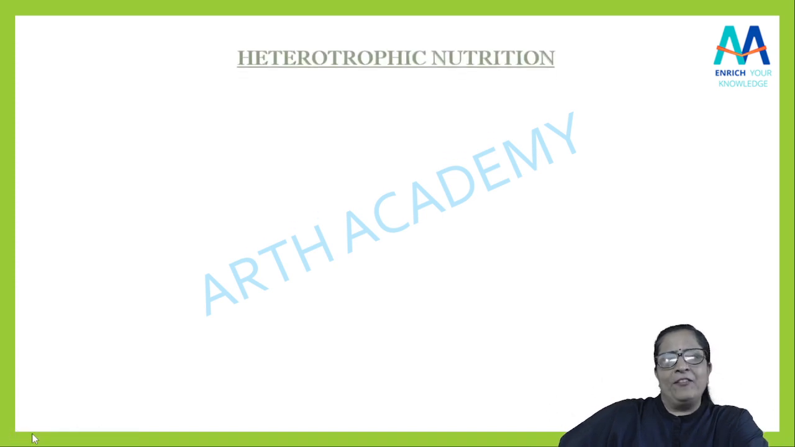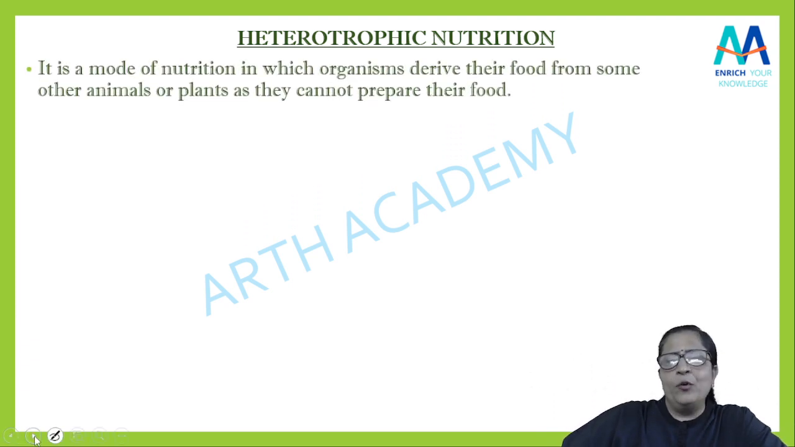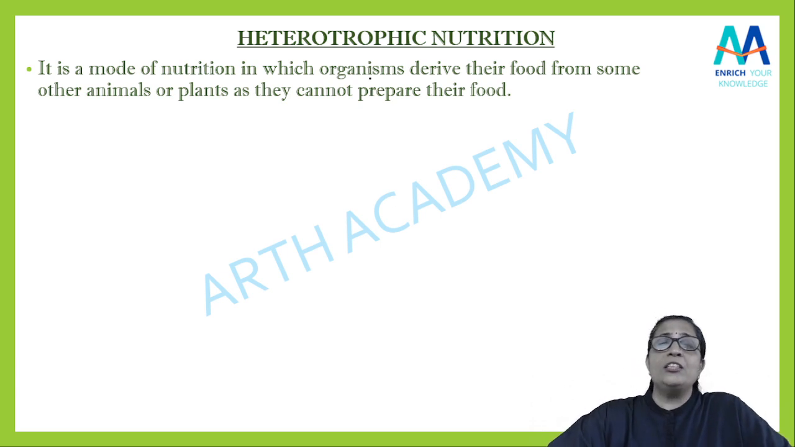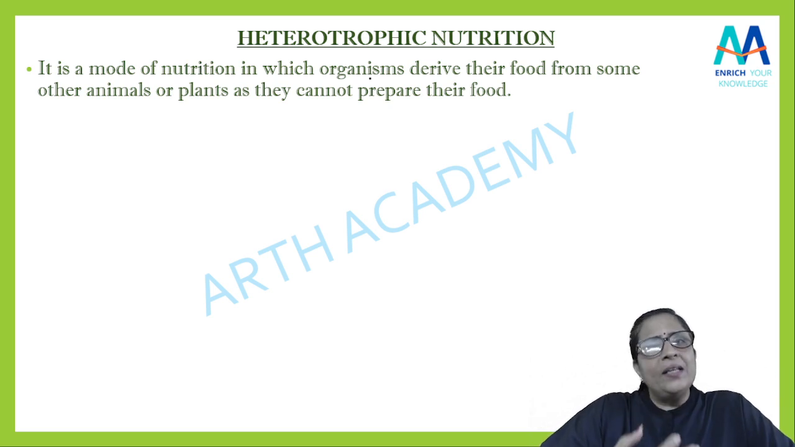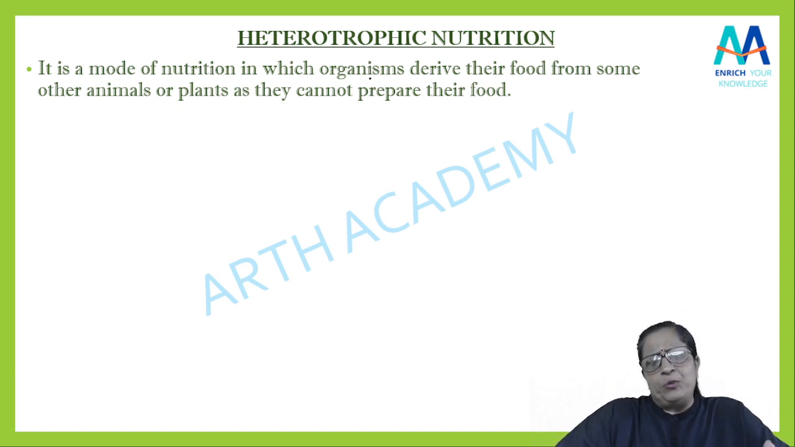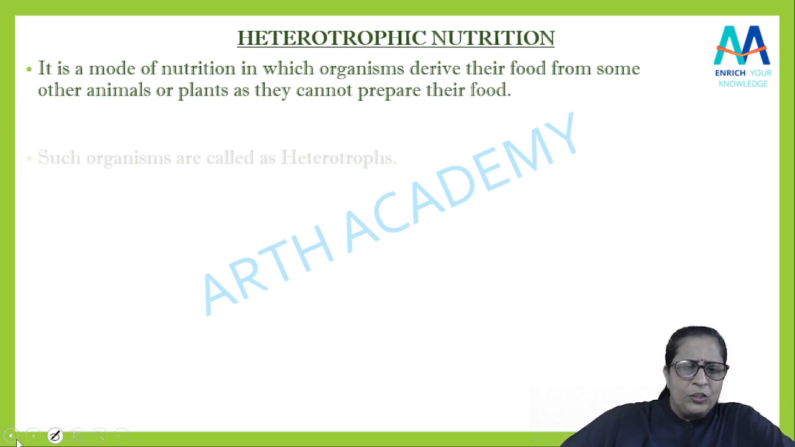Now the next that we will see is your heterotrophic mode of nutrition. Now this heterotrophic mode of nutrition यानी क्या हो गया? A mode of nutrition in which organisms derive their food from some other animals or plants. Because these organisms which use the heterotrophic mode of nutrition, ये organisms अपने खुद का खाना नहीं बना सकते. They cannot prepare their own food. If they cannot prepare their own food, they have to depend on some other. So they depend directly or indirectly on plants, or they can also depend on animals for their food. है ना? So there can be very different types of heterotrophic mode of nutrition.